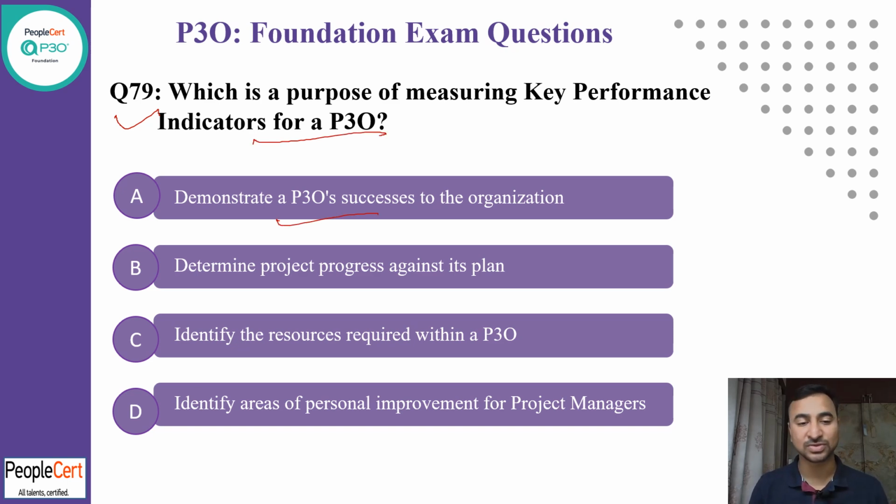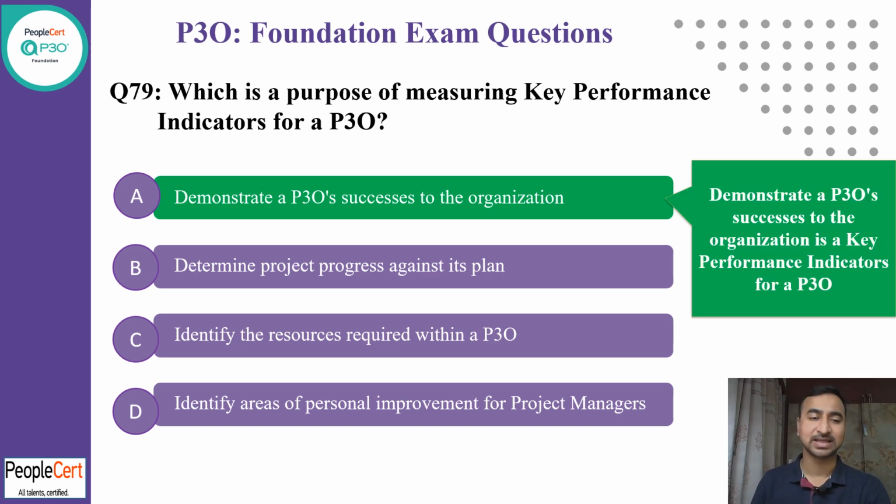Question number 79 says which is the purpose of measuring KPIs for the P3O? Demonstrate P3O success to the organization, determine project progress against plan, identify resources required within a P3O, identify areas of personal improvement for the project managers. So which should be the KPIs, key performance indicators? I think demonstrate P3O success to the organization is the most correct answer. The others are project-related, and resources required is very minor. So organization level seems to be the correct answer. Yes, that is the correct answer.